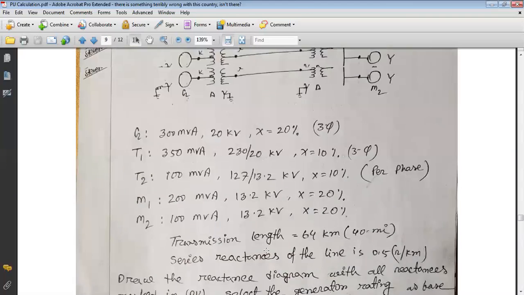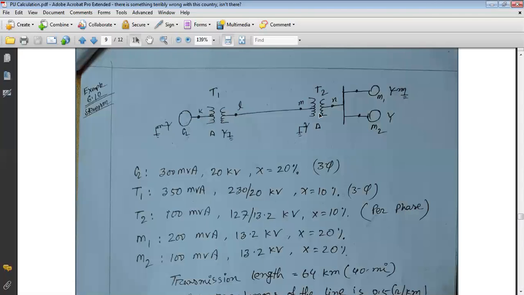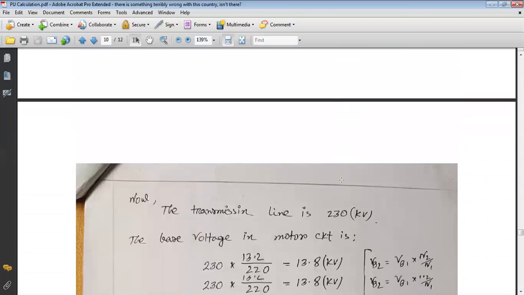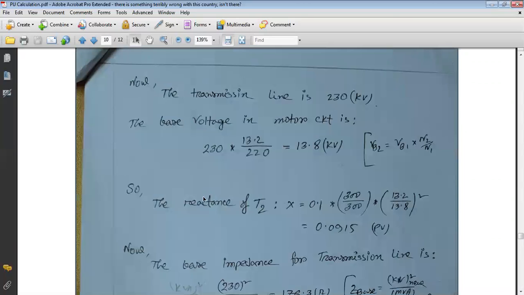Now, we have to calculate the per unit reactance for transformer T2. For transformer T2, again, we can calculate the per unit reactance by considering the primary side, or we can calculate by considering the secondary side. So in this particular solution, we consider the transformer secondary portion to calculate the per unit reactance.